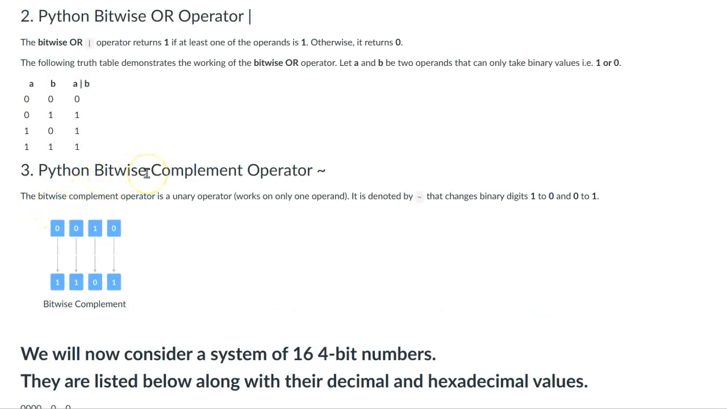And then the complement operator, denoted by the tilde, you see that if we complement a 4-bit string, we do it bit by bit, and so the complement of 0 is 1, and the complement of 1 is 0.